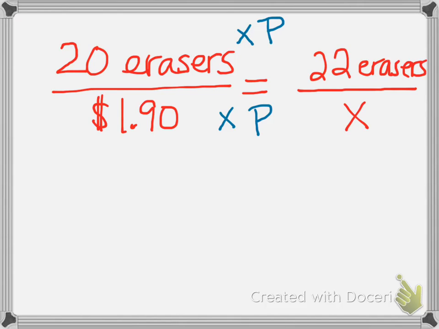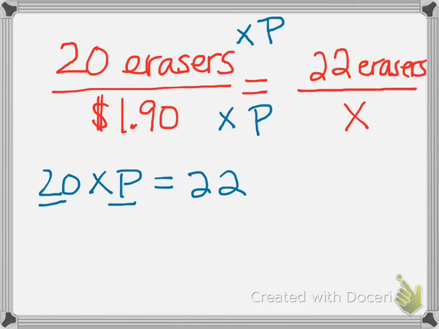And that is our proportion. So, how do we find out what that P is that we need to multiply 20 by to get 22? Well, 20 times P has to give me 22, right? So to find P, I can use division. Since these are two factors that equal 22, I can divide 22 by 20, and that will give me the P that I need to multiply by.